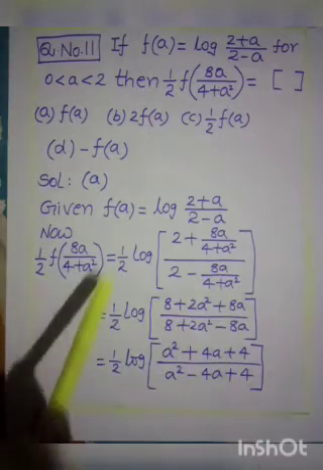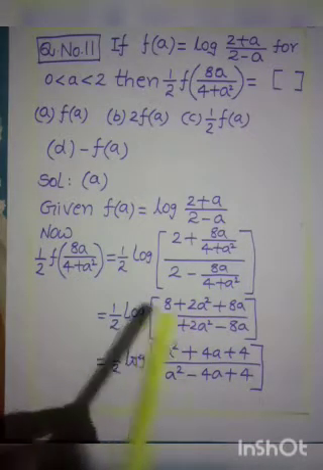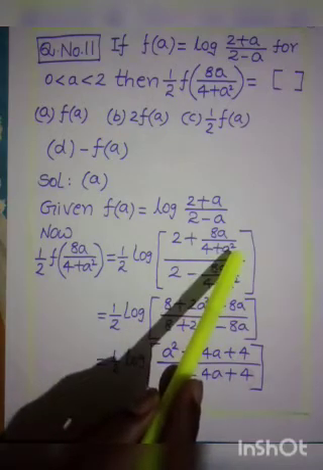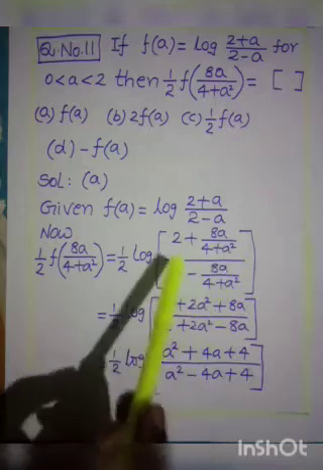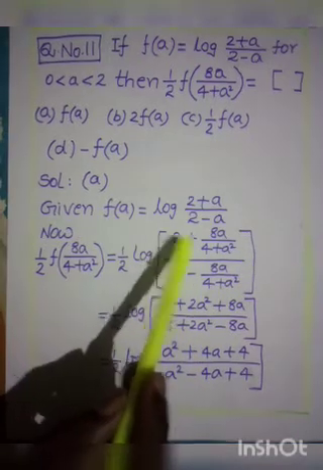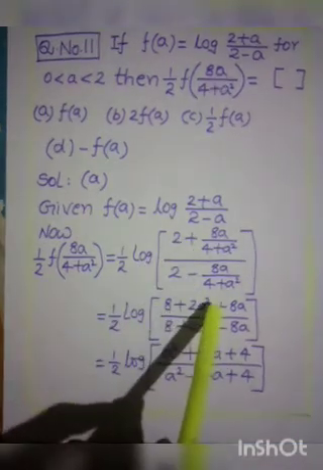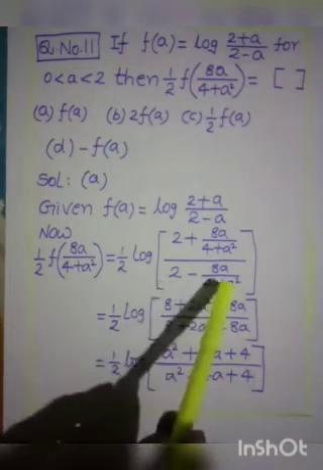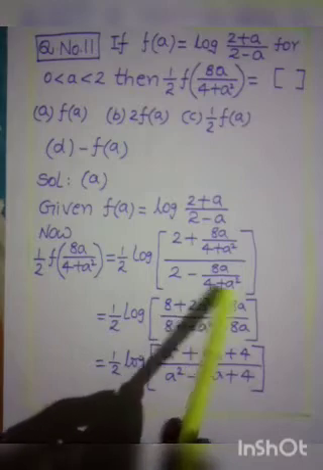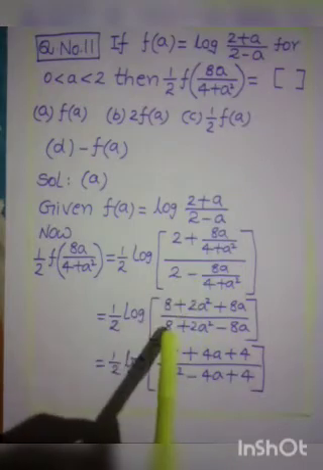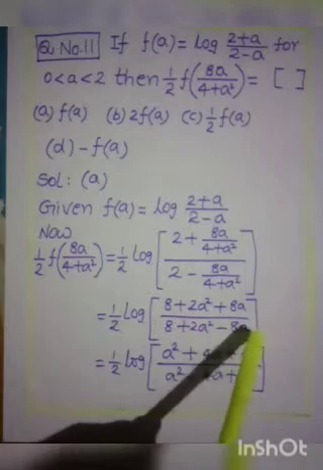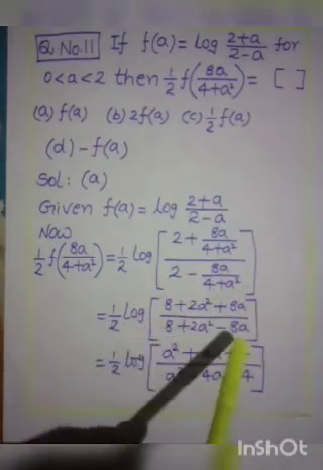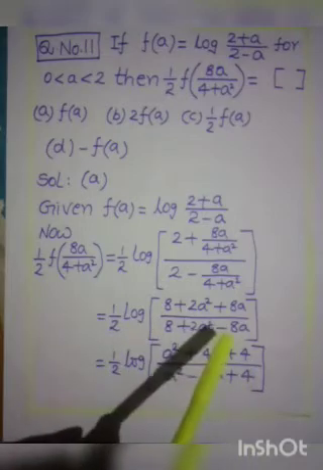That is equal to 1 by 2 log of, by taking LCM in the numerator, 4 plus a square is the LCM. Then in the numerator we get 8 plus 2a square plus 8a, whole divided by, in the denominator also the LCM is 4 plus a square. Then we get 8 plus 2a square minus 8a. By striking out the LCMs we get this. Understood this step, my dear children?